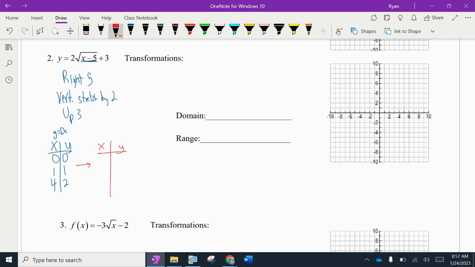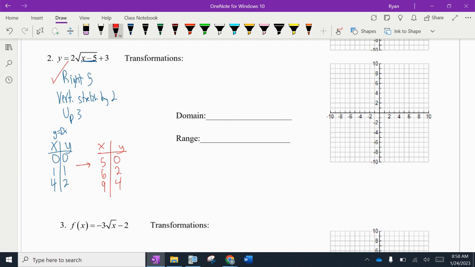The first thing is we said it has to go right by 5. So which values are going to change, the x's or the y's? X's. What do we do with them? Add 5. Then because of this 2 multiplied by that, I said it's a vertical stretch by 2. That means that you're going to take all the y values, multiply them by 2. 0 times 2, 1 times 2, 2 times 2.